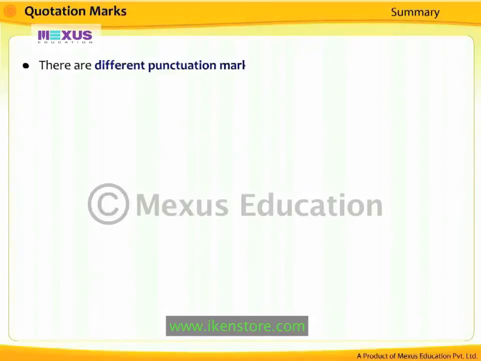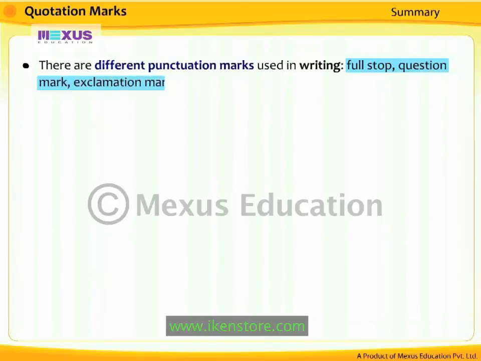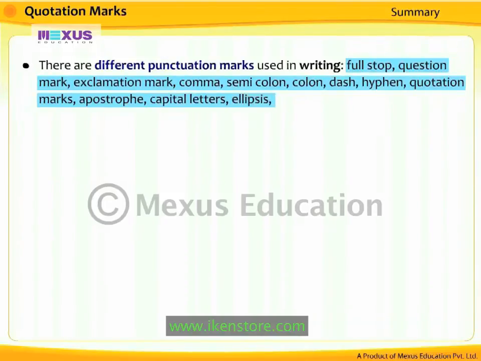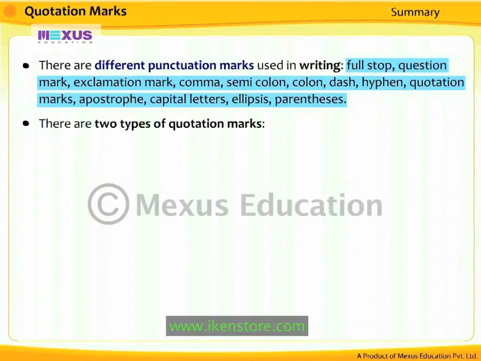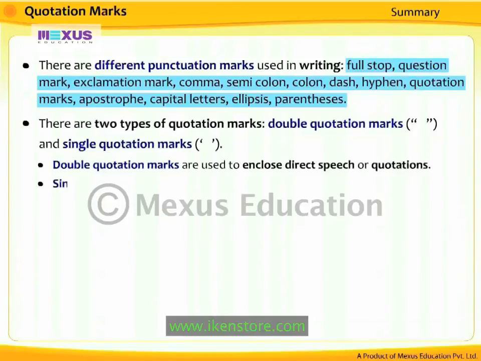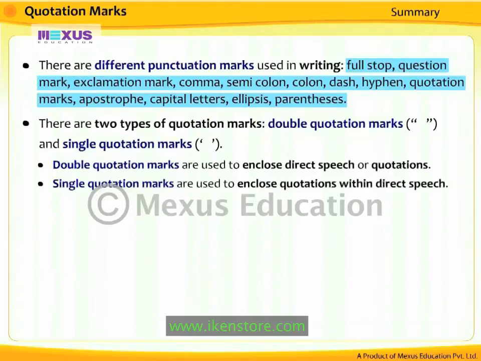There are different punctuation marks used in writing. They are the full stop, question mark, exclamation mark, comma, semicolon, colon, dash, hyphen, quotation marks, apostrophe, capital letters, ellipsis, and parentheses. There are two types of quotation marks, double quotation marks and single quotation marks. Double quotation marks are used to enclose direct speech or quotations. Single quotation marks are used to enclose quotations within direct speech.